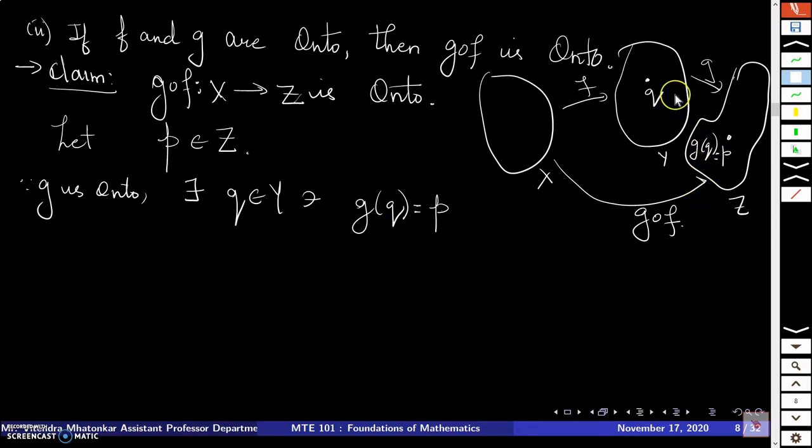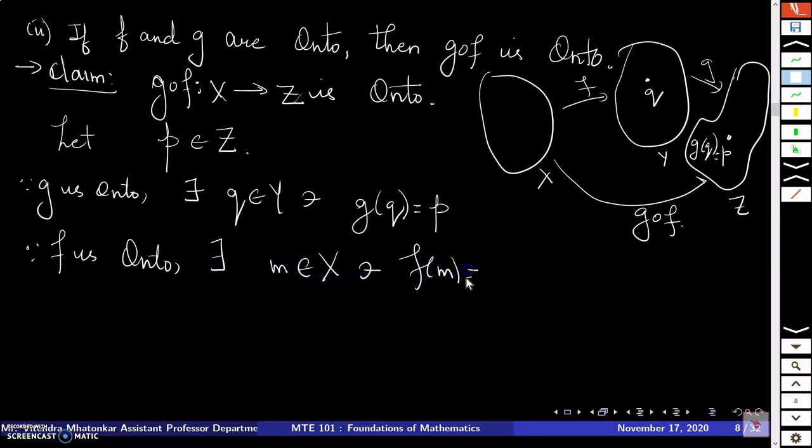Okay, so then I end up with a point in Y, that's q. But f from X to Y is also given to be onto, right? So I can find a pre-image for the point q. Since f is onto, there exists some point, let's say m, in X such that f of m will be equal to q. So I can produce a point m here such that when you look at f of m, that will be exactly equal to q.